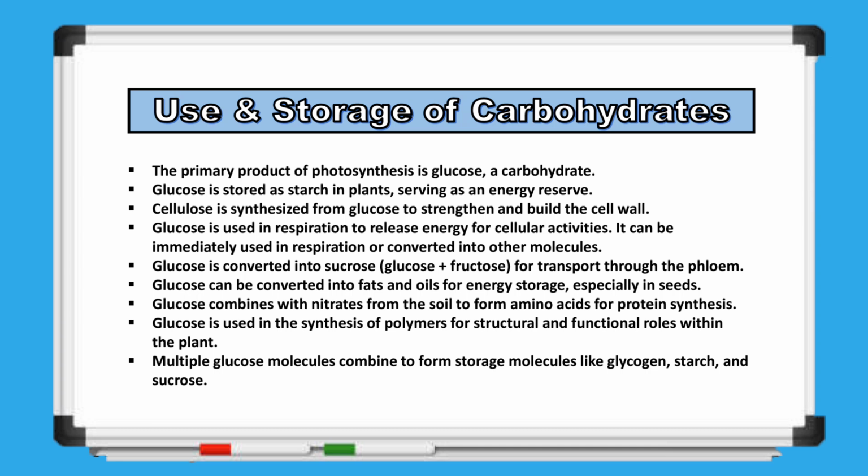It can also be stored as fats and oils, particularly in seeds, and combined with nitrogen to form amino acids and proteins that make up the protoplasm. Glucose also plays a role in forming essential structural and functional polymers. And finally, for long-term storage, multiple glucose molecules join together to form substances like starch, glycogen, and sucrose. This gives us a full picture of how carbohydrates are used and stored in plants.